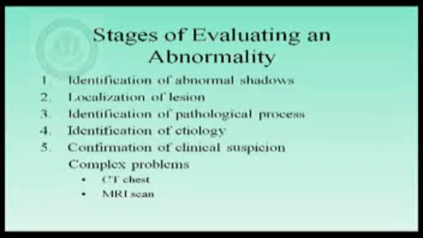What is the pathology that is causing this abnormality? Then identification of the etiology for that pathology. Like for example, when you identify a collapse, then you should also identify whether the bronchus supplying it is patent or not.